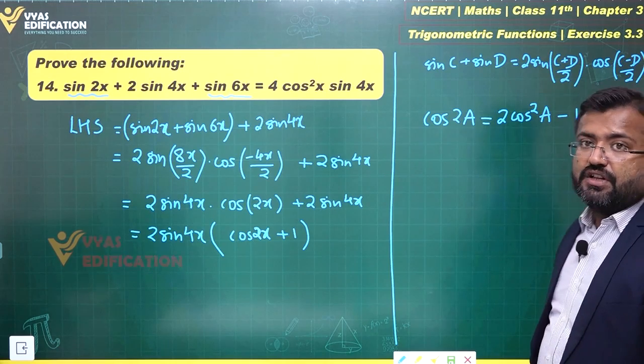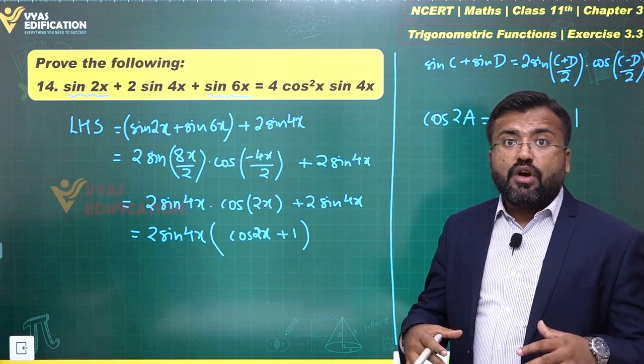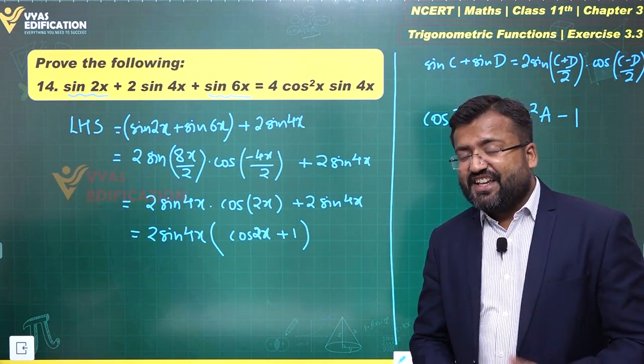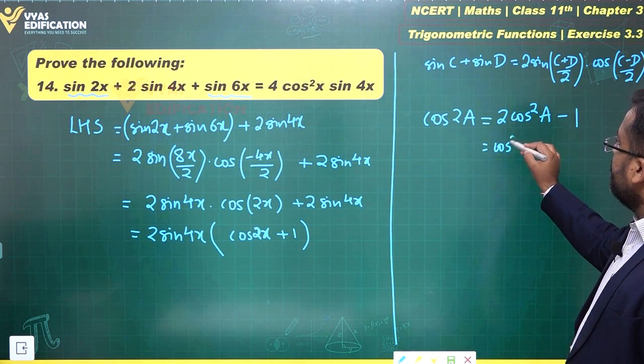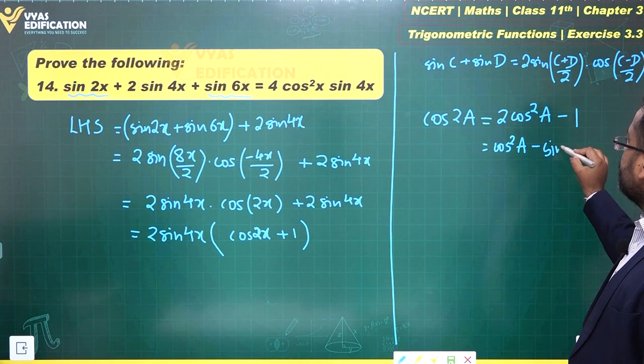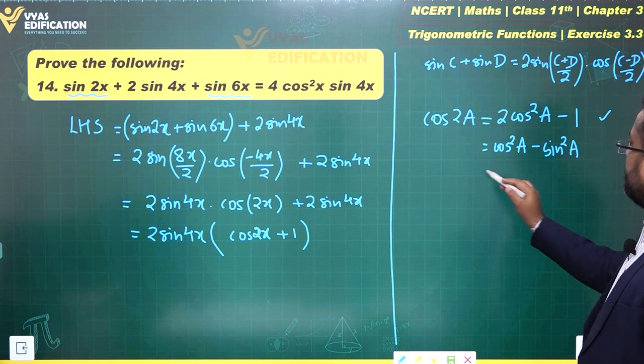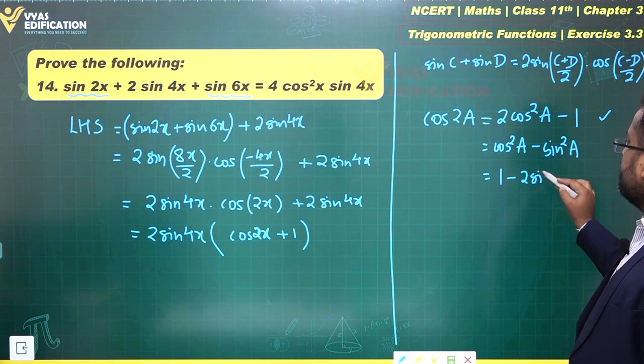I want to use this result. Cos 2a can be equal to plenty of other things as well. What are the other things? Let's recall those results also side by side. The original version is cos square a minus sine square a. Then you have this version. You can also have 1 minus 2 sine square a.